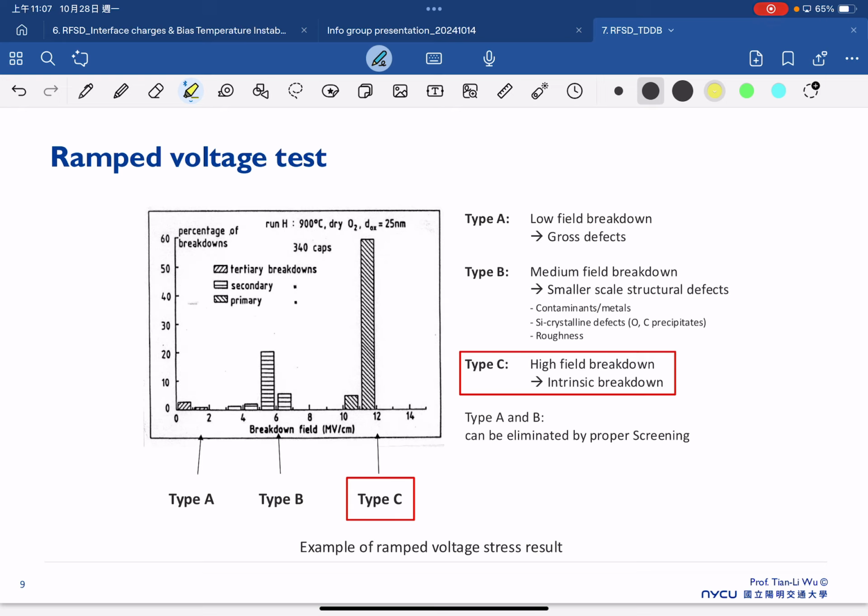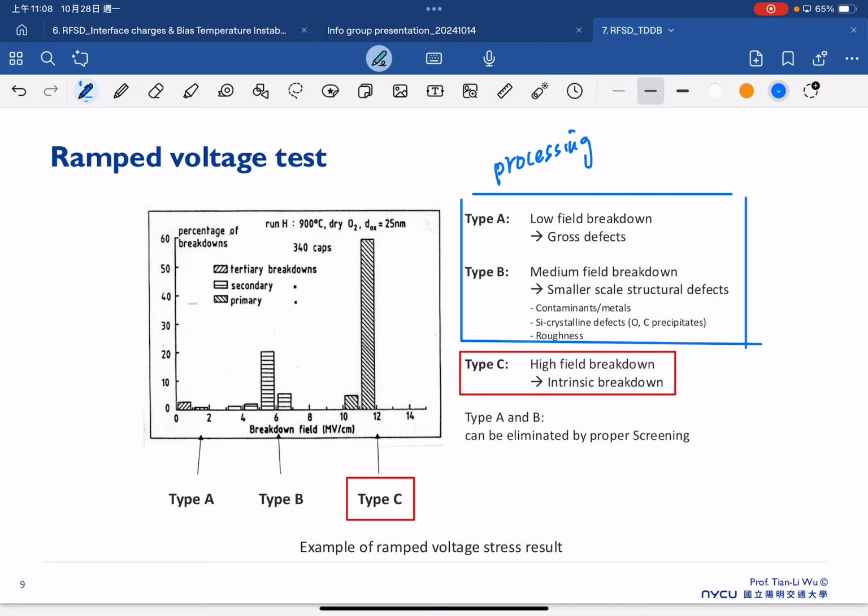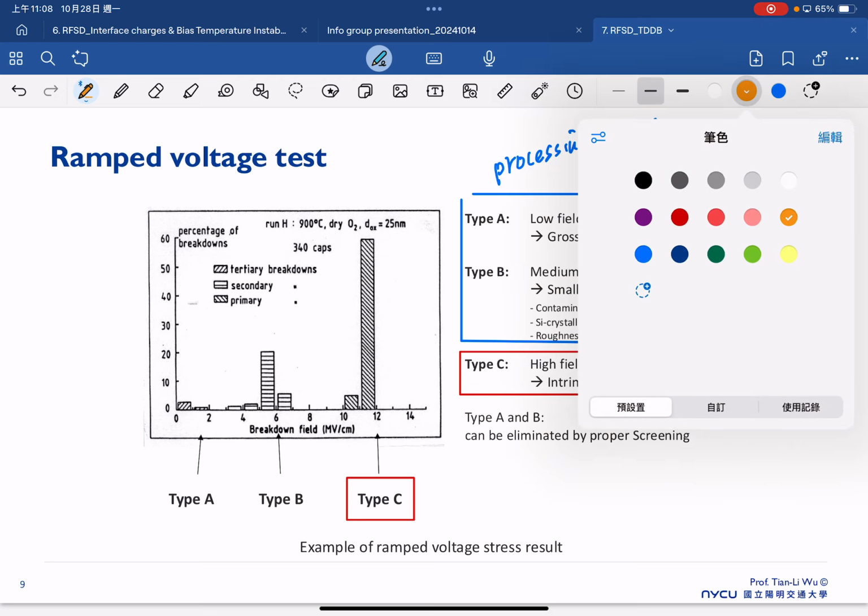So basically, this is a test for 340 devices, and we can see it clearly exhibits three kinds of types. We have type A, where the device broke at a relatively low field. Type B, the device broke in the middle field. And type C, where the device broke in the high field. And actually type A and type B are issues more related to the processing, for example, defects. So usually we consider this as extrinsic reliability.